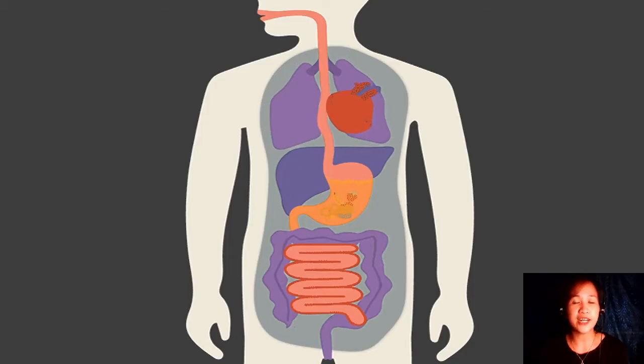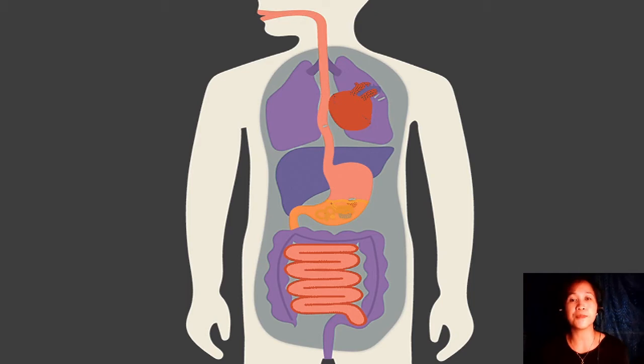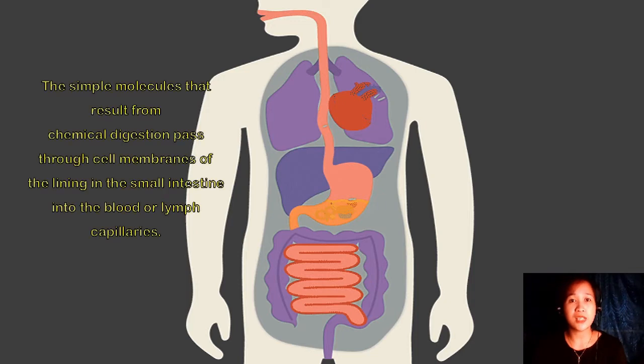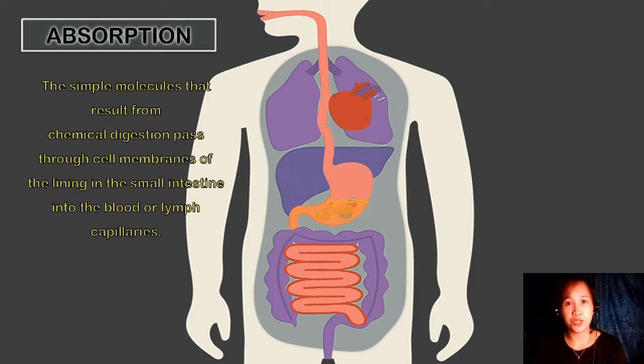Digestion of food is carried out by the organs and substances of the digestive system. The simple molecules that result from chemical digestion pass through cell membranes of the lining in the small intestine into the blood or lymph capillaries. This process is called absorption.